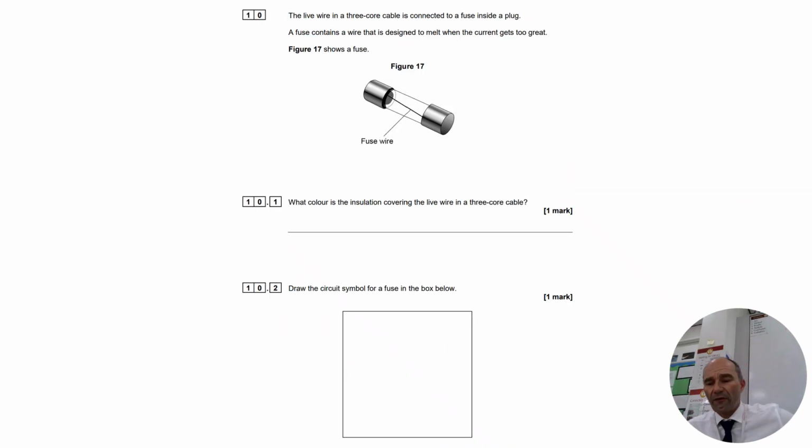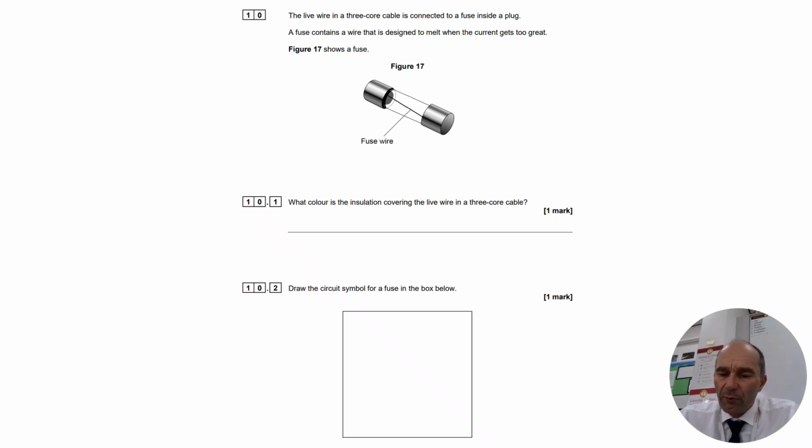Okay, we're now into the final question of the paper, and it's quite a nice question because we're back on electricity again. So we've got the live wire in a 3-core cable connected to a fuse inside a plug. A fuse contains a wire that is designed to melt when the current gets too great. And here we've got the picture of a fuse with our thin piece of wire inside the fuse that melts.